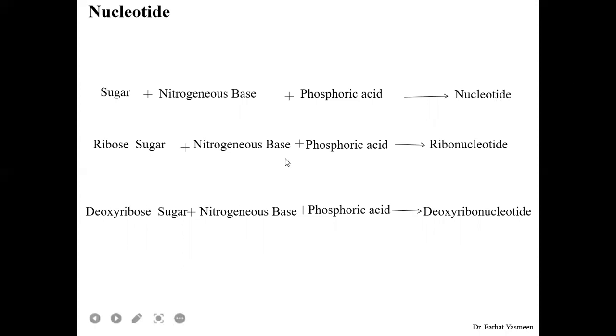So if this nucleoside, ribonucleoside, combines with phosphoric acid, then it is known as ribonucleotide or RNA. And if this is the deoxyribonucleoside that combines with phosphoric acid, then it is known as deoxyribonucleotide, which is also known as DNA.